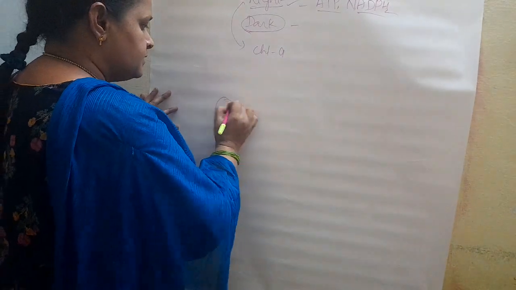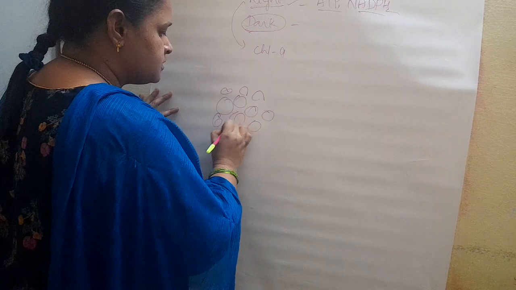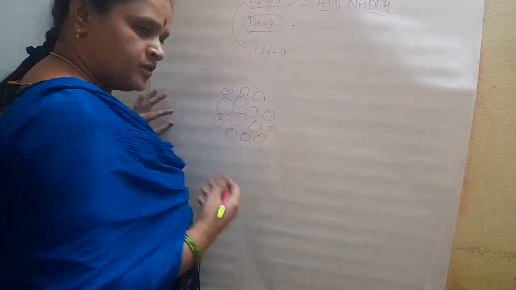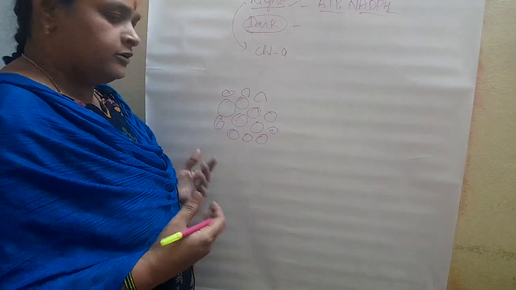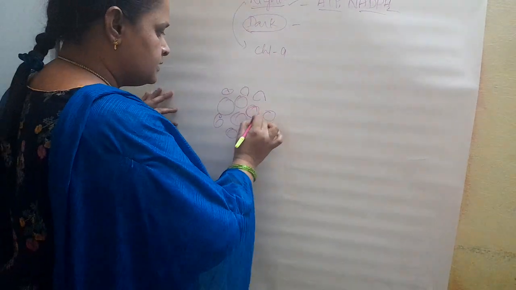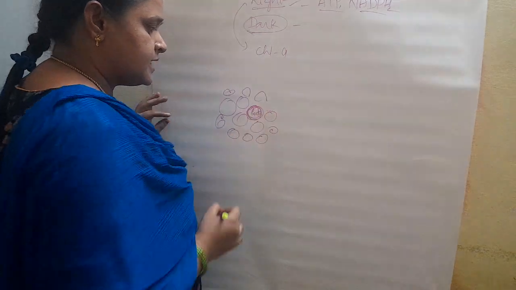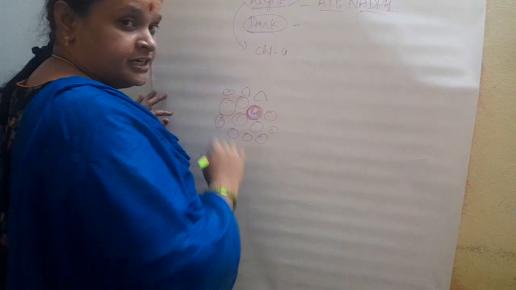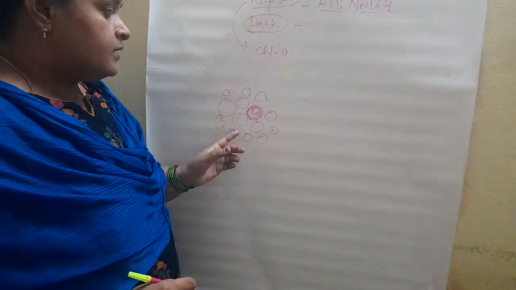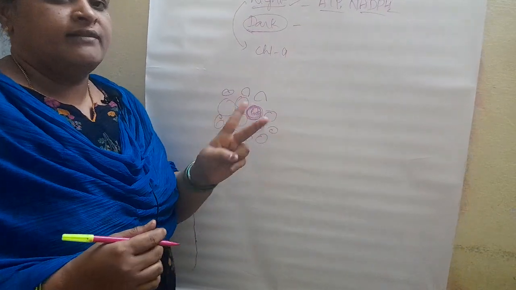So here, see, this is the light harvesting complex. That means all the pigments, chlorophyll A, chlorophyll B, xanthophylls, carotenoids, are there. This is called the reaction center. The reaction center is nothing but a chlorophyll A molecule. This is very much needed, right? This reaction center can absorb the light at different wavelengths.